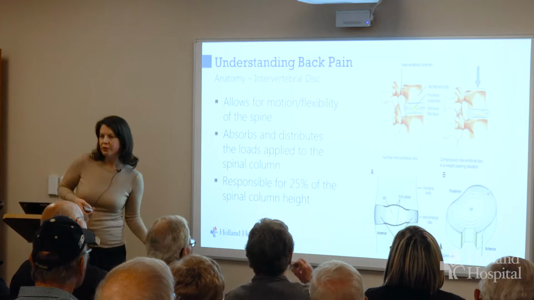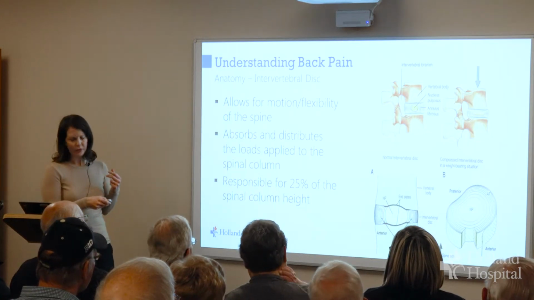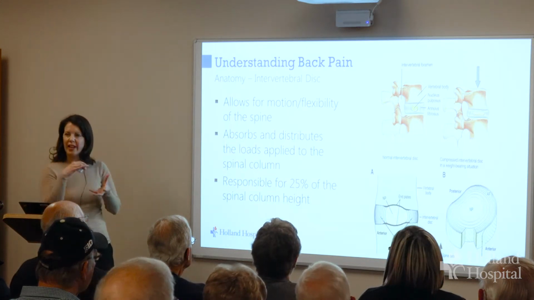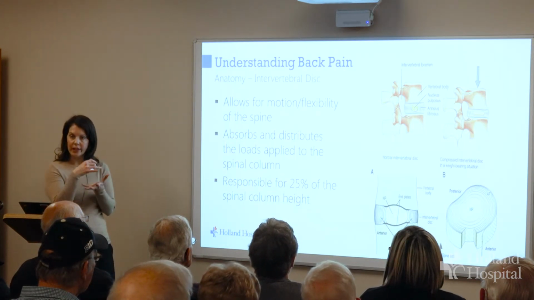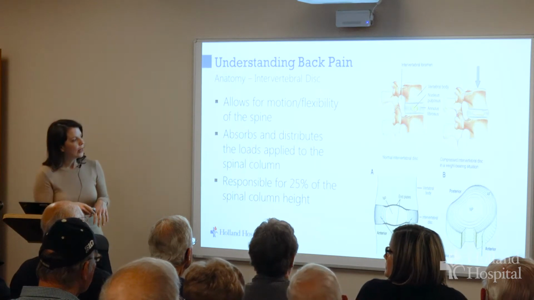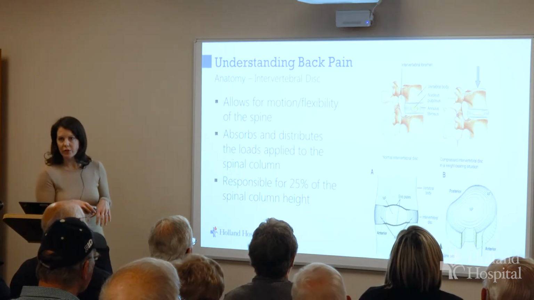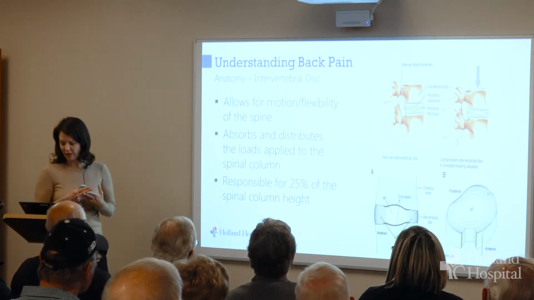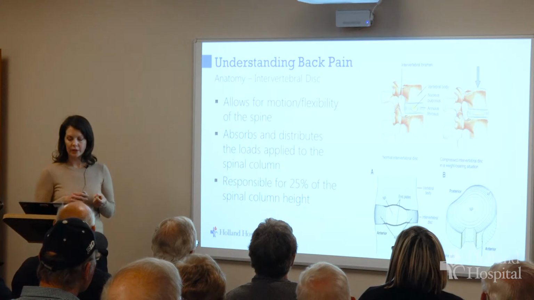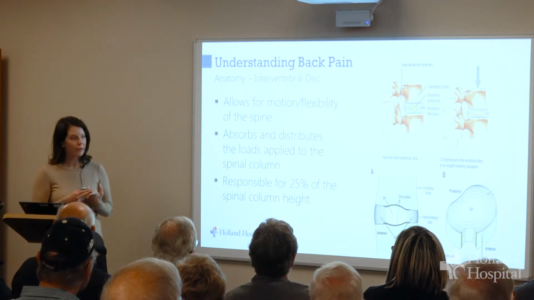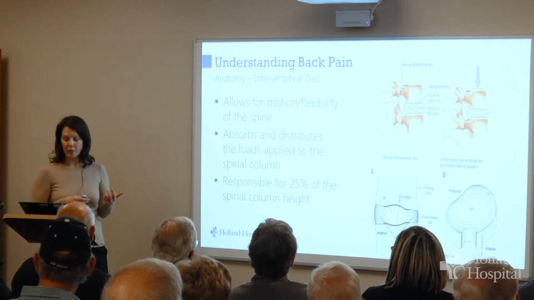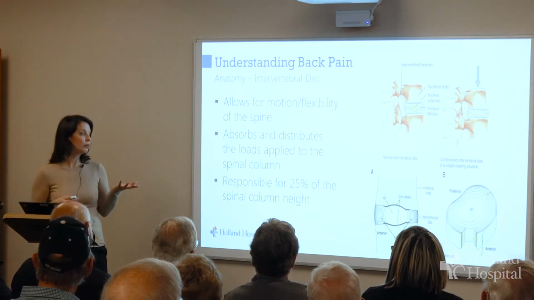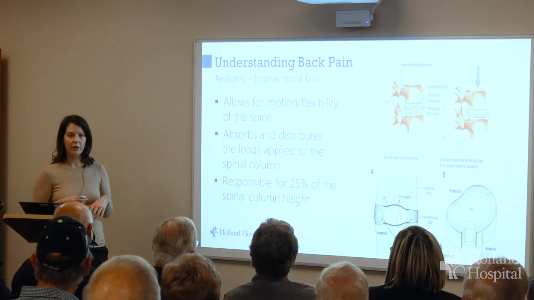The disc is made up of 2 components. It's got an outer layer that we call the annulus. These elastic fibers that come together to form a very tense and yet elastic structure. And then in the middle, you've got the nucleus, which is a soft gel-like substance. These 2 components that make up the disc allow for motion and flexibility of the spine. They absorb and distribute loads that are applied through the spinal column. And it's responsible for about 25% of the spinal column height.